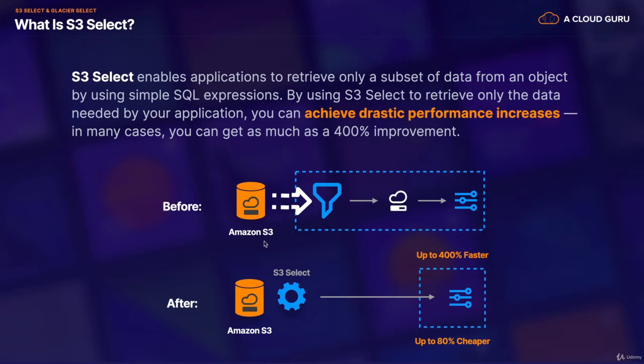So let's say we've got our object that's sitting in S3. In order to get data out of that object, let's say it's a CSV file, it might be zipped up, for example, we need to download the entire file, extract or unzip the file, and then go ahead and query our data. But by using S3 Select, we can actually just go ahead and write a simple SQL query, which directly goes in and grabs our data, and it's only downloading the data that we need.